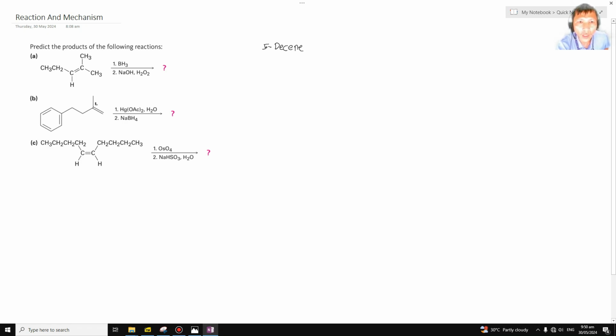The reaction of 5-decene with OsO4, NaHSO3. Maybe I'll just write this as the reactant, okay? So that you will know where to find it. Again, the details of that we will leave to the chemist. The reaction of 5-decene with this one. So what is the product?